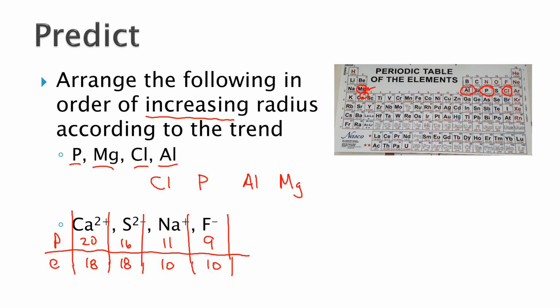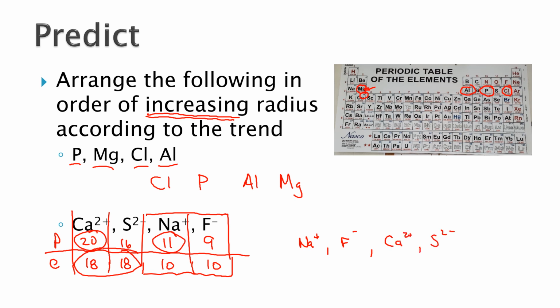So now we want to arrange it according to our trend. We want increasing, which means we'll start with the smaller ones. The ones with fewer layers are going to be the smallest, so sodium and fluorine. Between sodium and fluorine, which one is going to be smaller of those two? Well, it's going to be the one with more protons, right? The more attraction in the nucleus. So sodium is going to be our smallest one here, and then the fluorine is going to follow. And then these two are both much larger because they have another layer of electrons. But calcium has more protons, so it's going to be smaller than the sulfur. There you go. Hope that helped.